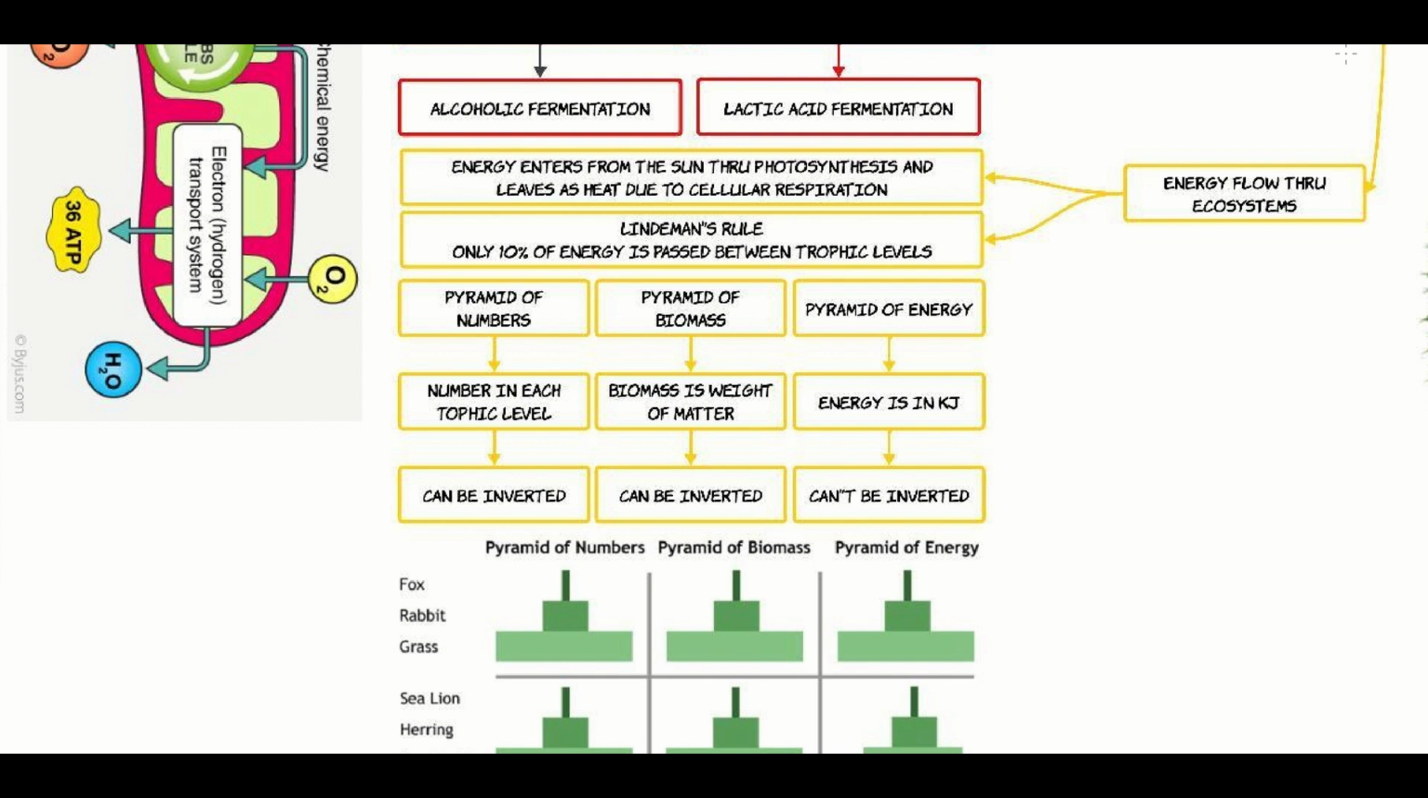Last of all is the pyramid of energy that cannot be inverted because of Lindemann's rule, where only 10% of the energy is passed on to the next trophic level.